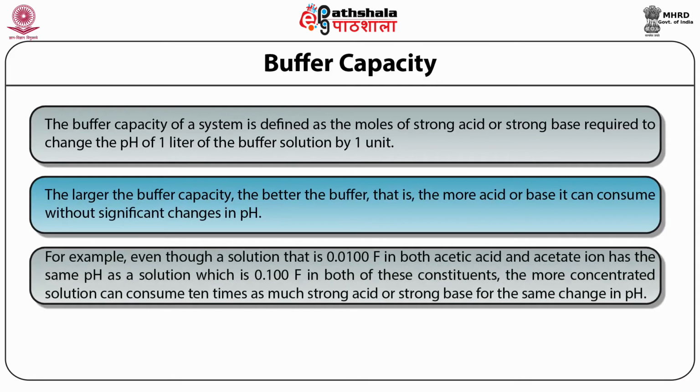For example, even though a solution that is 0.0100 F in both acetic acid and acetate ion has the same pH as a solution which is 0.100 F in both of these constituents, the more concentrated solution can consume 10 times as much strong acid or strong base for the same change in pH.